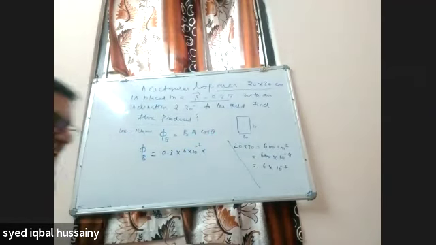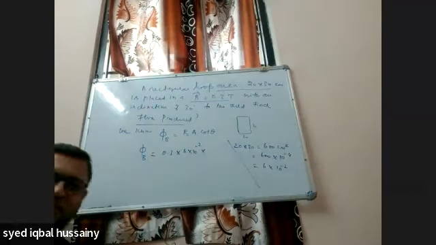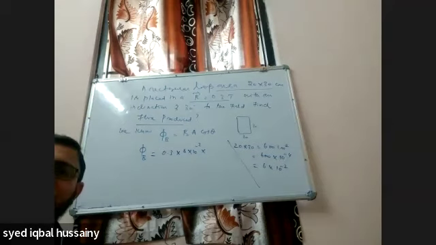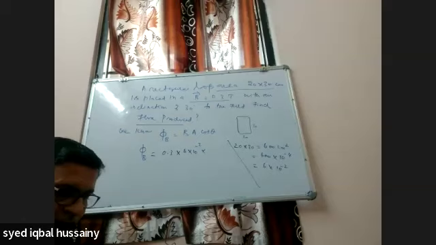Cos theta. Who will say what is cos theta? 90. 60. 30. Sir, 30 दिया है ना? What is the angle? Which angle we have to take? With respect to area vector, what is the angle made? 60. 90 degrees minus 30.